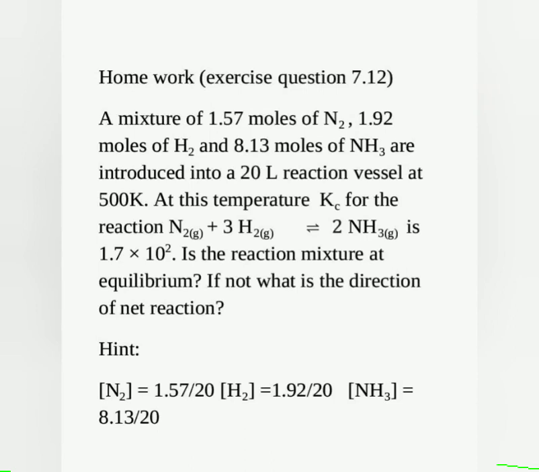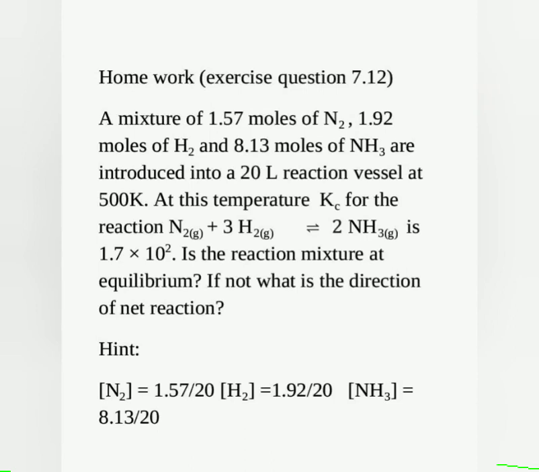So what you have to do is calculate the value of Qc, and if the value of Qc is equal to Kc, which is given in the question, we can say that the reaction is in equilibrium. If the value is greater than Kc, then we will say that the backward reaction will be taking place. But the concentration is not given in this question.